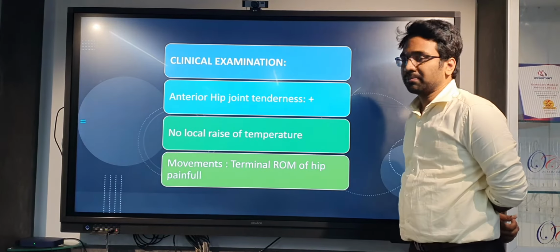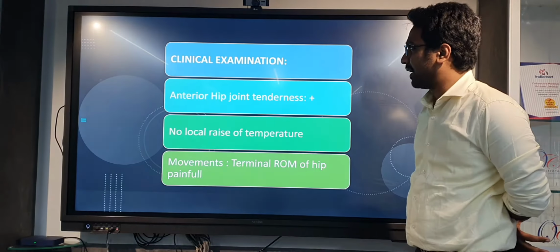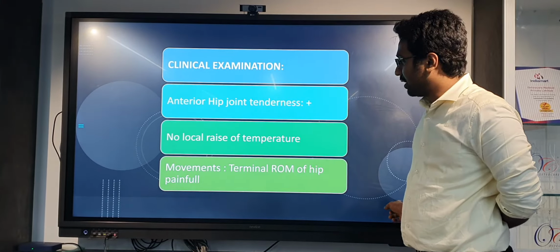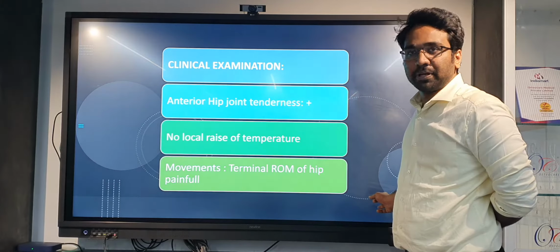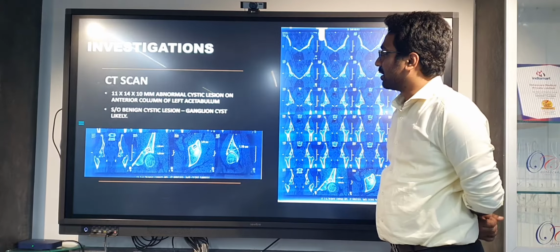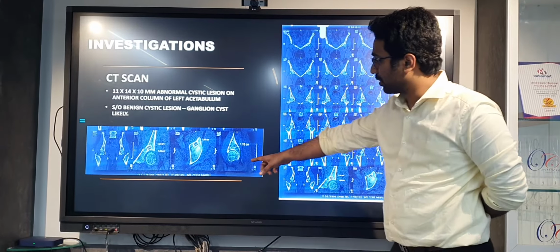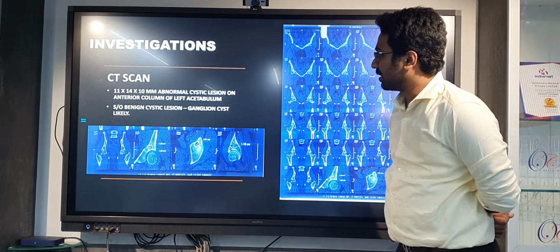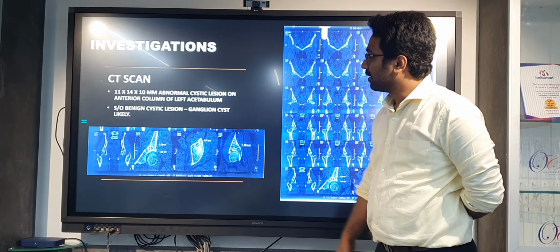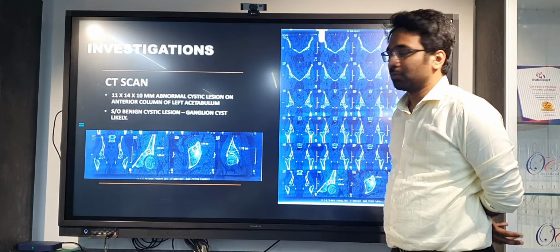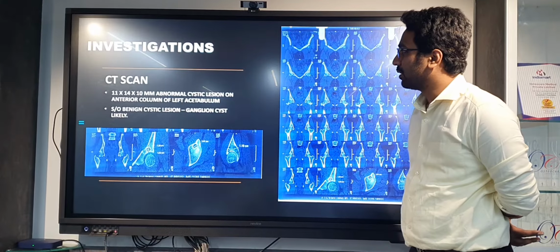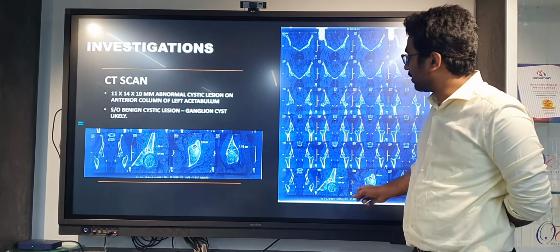On clinical examination, the main findings were anterior hip joint tenderness, no local rise of temperature, and terminal range of movements of the hips were painful. We got a CT scan done, and the CT showed a lytic lesion in the superior part of the anterior column of the acetabulum, measuring almost 1.2 centimeters, that is 11 by 14 by 10 mm, which was suggestive of a ganglionic cyst.